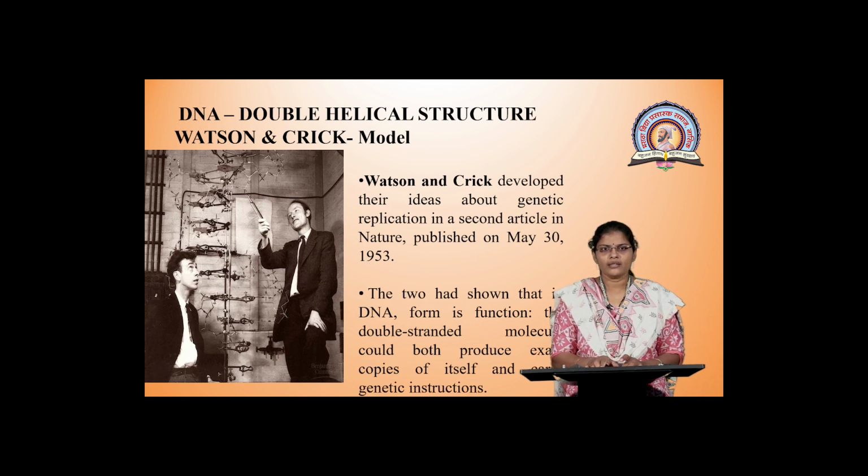So DNA is a double helical structure which was discovered by Watson and Crick, and this helical structure is also called the Watson and Crick model. Watson and Crick developed their ideas about genetic replication in a second article in Nature, which was published on May 30th, 1953.